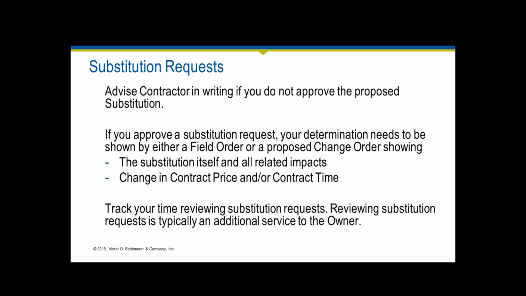Now, if you do approve a substitution request, you need to show how that is going to be effective, because remember, the request is just that. It's a request. It's a communication. If you approve it, that needs to be reflected in the documents, in the construction contract documents. You can issue a field order or a proposed change order, and we'll talk about what a field order is momentarily, but the change order should show the substitution itself and all related impacts, the change in the contract price, and or contract time. And you need to be able to track your time reviewing substitution requests. And typically, as I said earlier, this is an additional service to the owner that you can charge for, at least if you're using the standard form documents such as the AIA or the EJCDC.